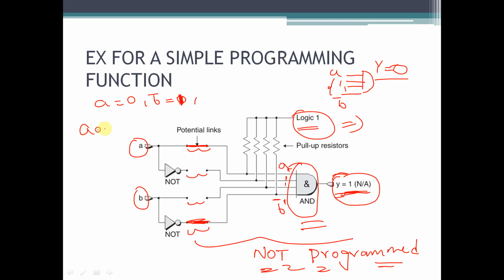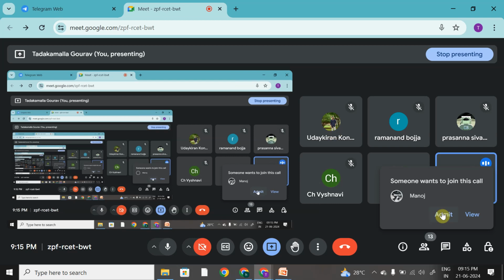Yeah. If A is equal to 1 and B is 1, B is 1 means B bar is equal to 0. What is the output? It is equal to 0. And if A is equal to 1 and B is equal to 0, that is B bar is equal to 1, then what is the output? Y is equal to 1. So you can observe here the circuit is being controlled with the help of the inputs A and B.